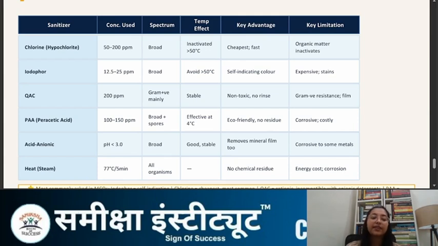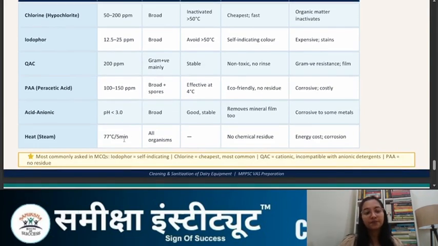Then heat or steam, which is mostly used, very effective. All organisms are killed, energy cost is there, and sometimes corrosive action is also there. So temperature should be 77 degrees Celsius and at least a contact time of 5 minutes. Okay, so iodophore is self-indicating. Chlorine is the cheapest, most common. Quaternary ammonium compounds, cationic in nature, incompatible with anionic detergents, and peracetic acid does not leave any residue.